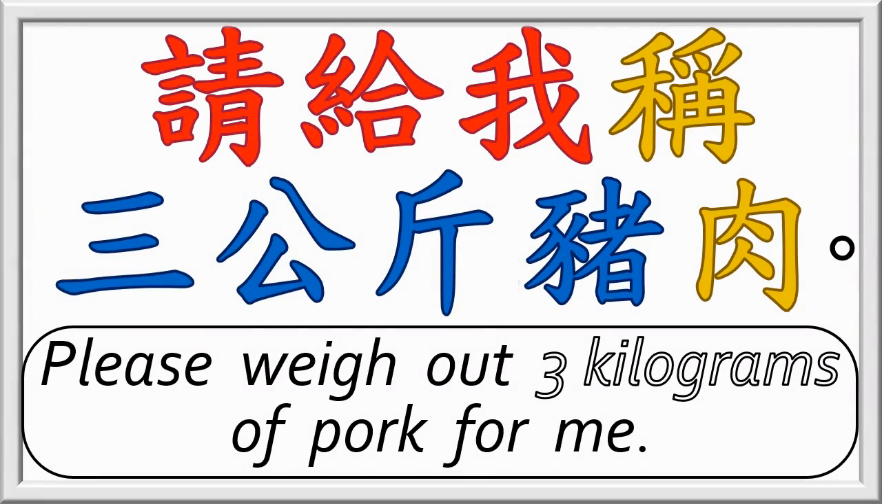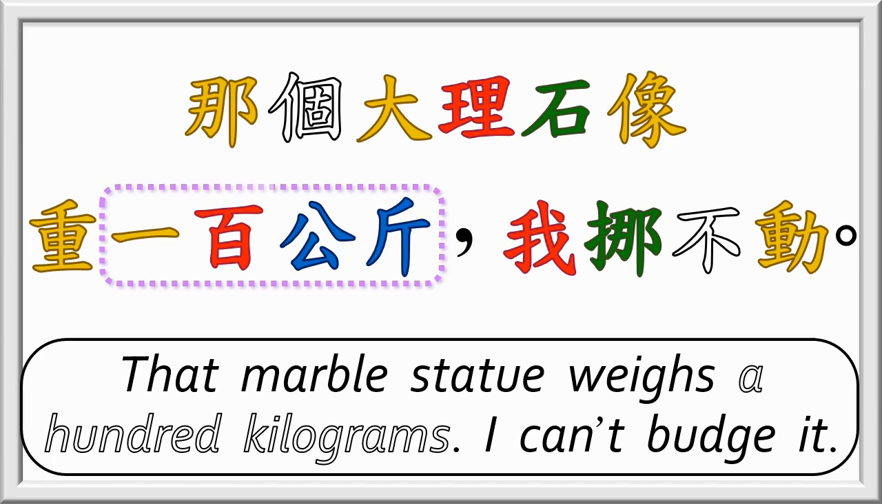请给我称3公斤猪肉. Please weigh out 3 kilograms of pork for me. 那个大理石像重100公斤， 我挪不动. That marble statue weighs 100 kilograms. I can't budge it.